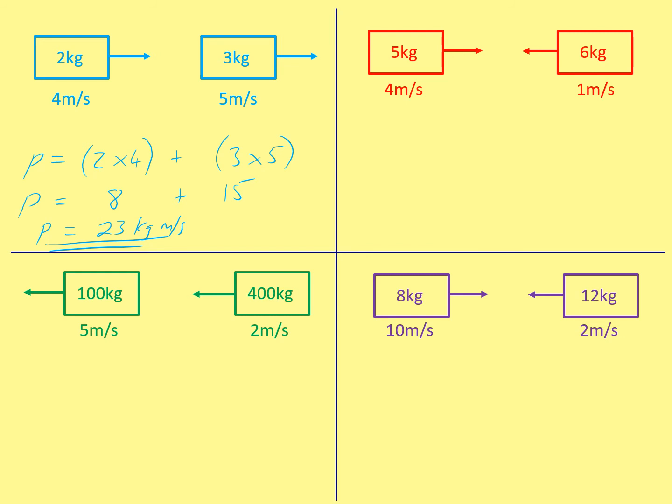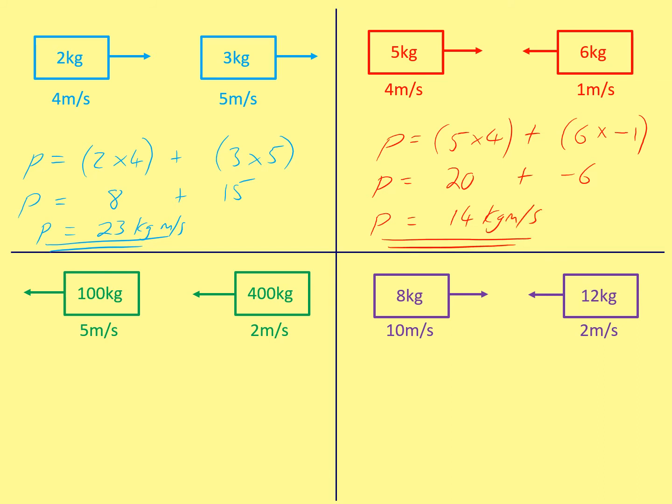Next, we're going to do the red one. The total momentum is going to be mass times velocity plus mass times velocity. Remember, the object is going the opposite direction, so the velocity would be minus 1. Total momentum is going to be 20 plus minus 6. So the total momentum is going to be 14 kilograms meters per second. Perfect.